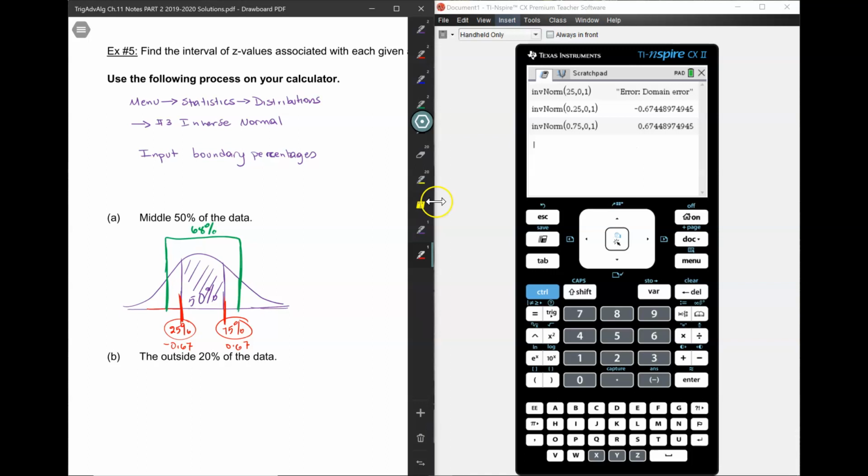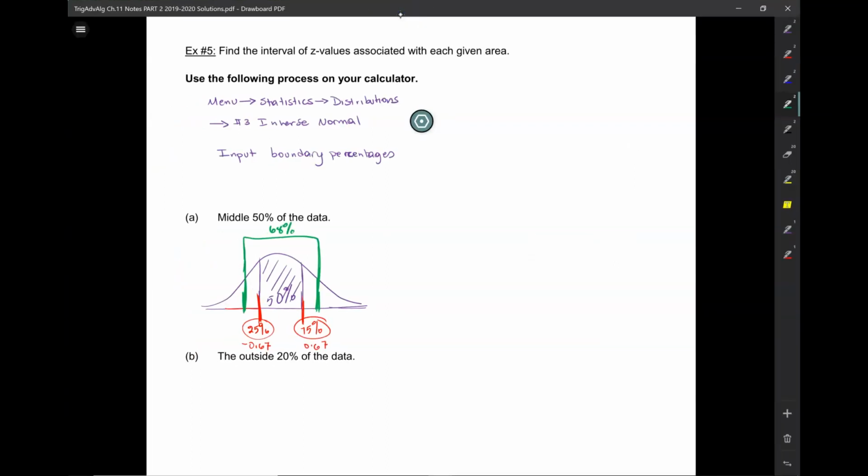So remember how I said at the green mark, this would have been 1 standard deviation to the left, 1 standard deviation to the right. Now these are closer in. So it's only 0.67 to the left and only 0.67 to the right.